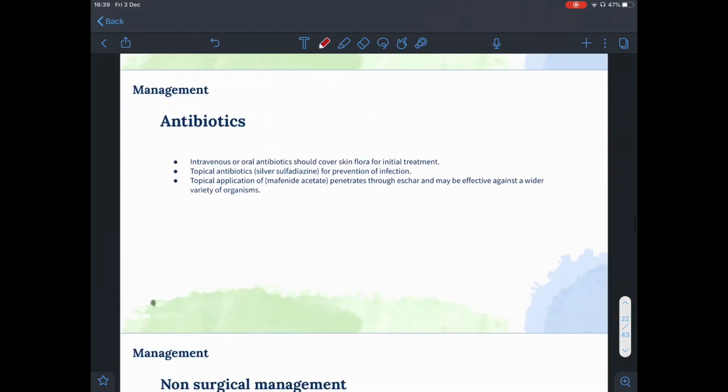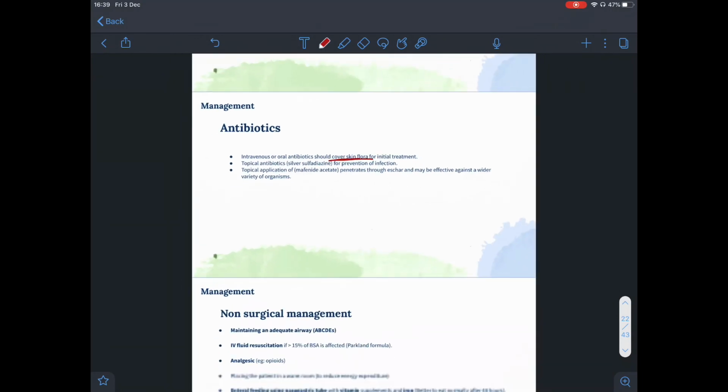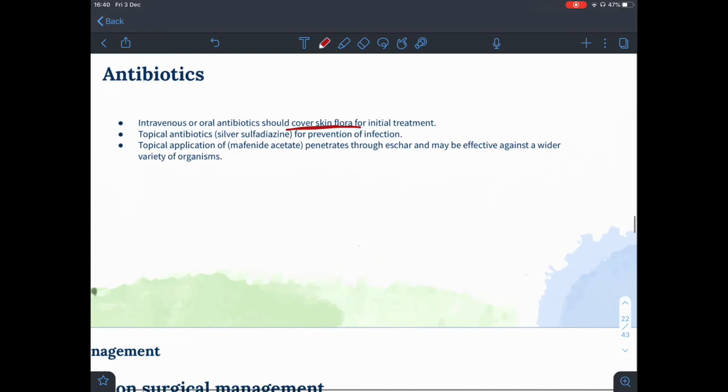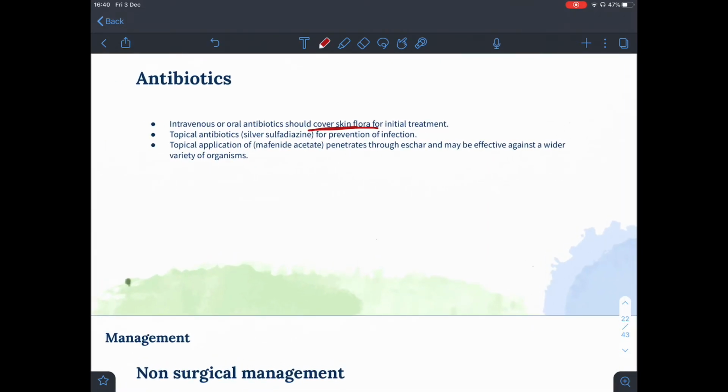Okay. So antibiotics, either intravenous or oral. The first and most important for all patients is to cover the skin flora, like first generation cephalosporins. And topical antibiotics for prevention of infection, which I told you is the gold standard. And then the topical application of mafenide acetate will penetrate through the eschar, can be used for deeper burns, and can be effective against a wider variety of organisms.